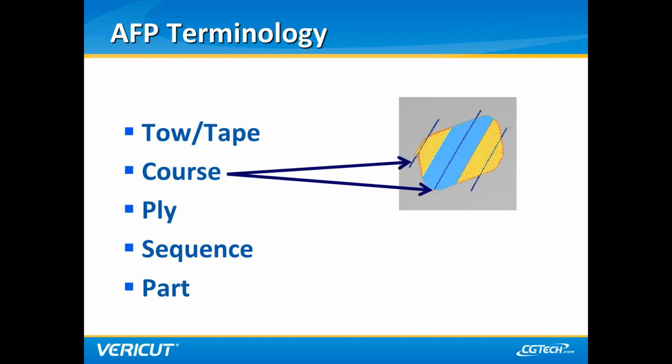A course then consists of all of those tows or tape within one head path of the machine. So in VCP, which you can actually see in this picture here, the yellow and blue and yellow again each represent individual courses. So in this group here, there are actually 3 courses in this individual ply.